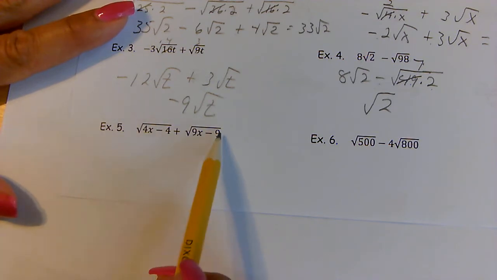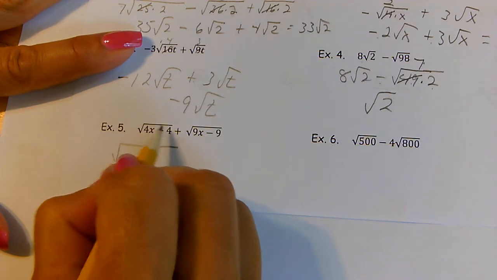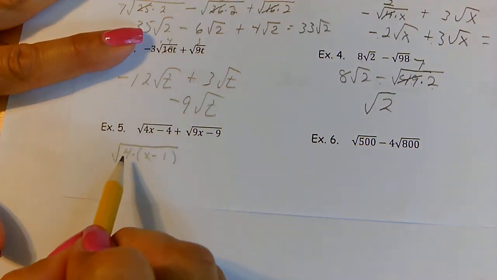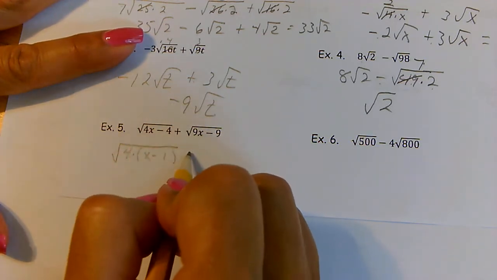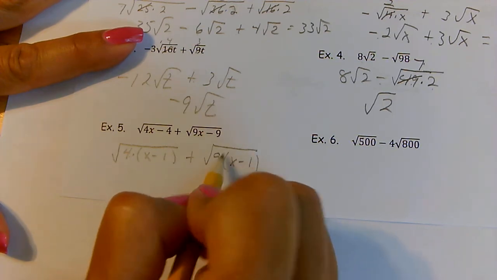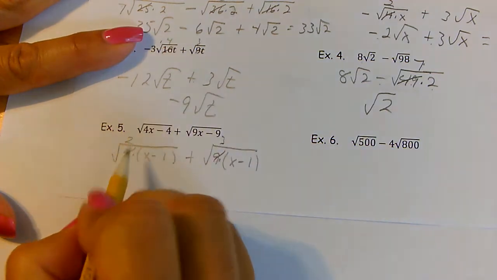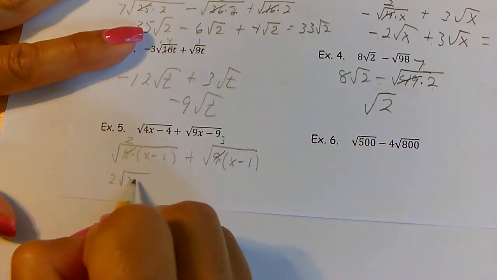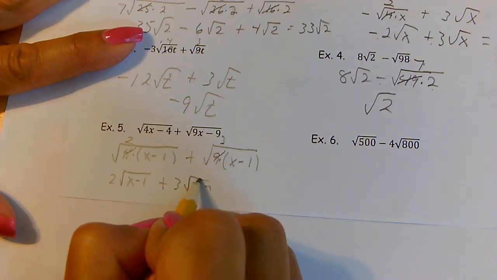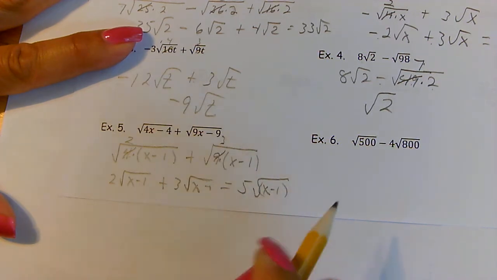So if I'm simplifying these, I need perfect square factors. If I factor this 4 out, I have 4 times x minus 1. So these are perfect squares. They can be square rooted. So 2 square root of x minus 1 plus 3 square root of x minus 1 is going to be 5 square root of x minus 1, parentheses or not, doesn't matter.